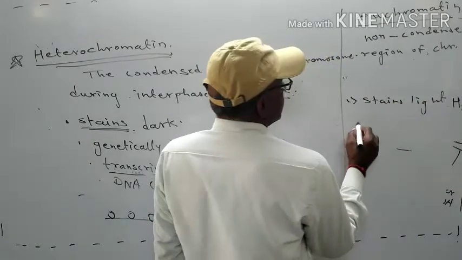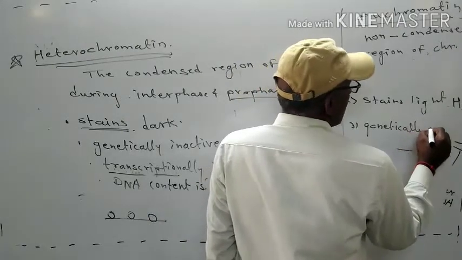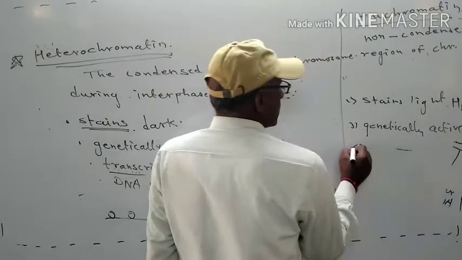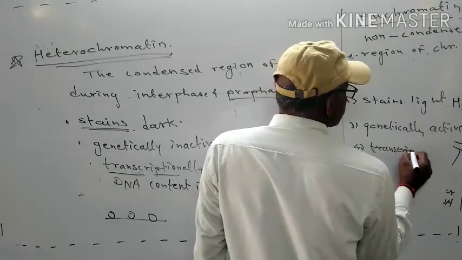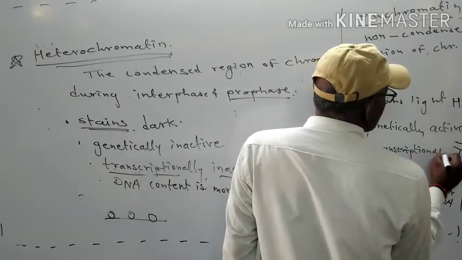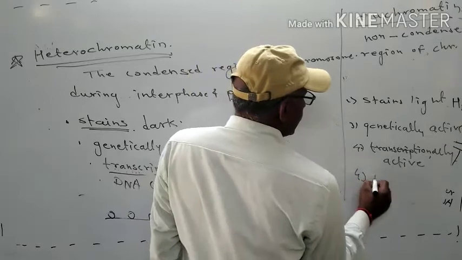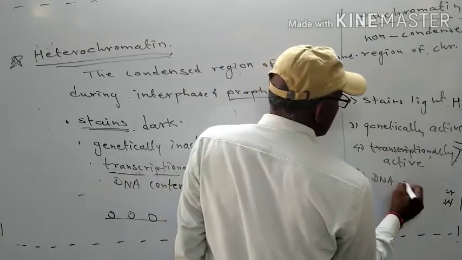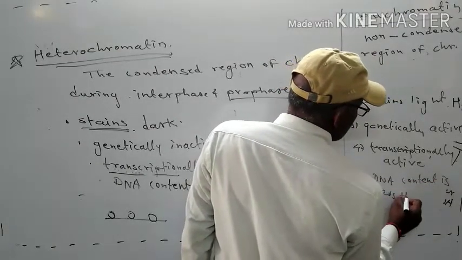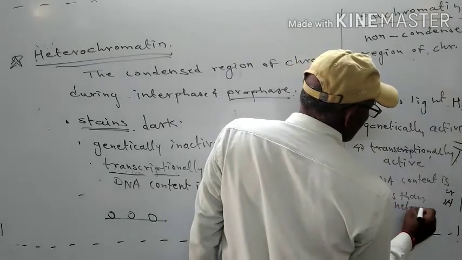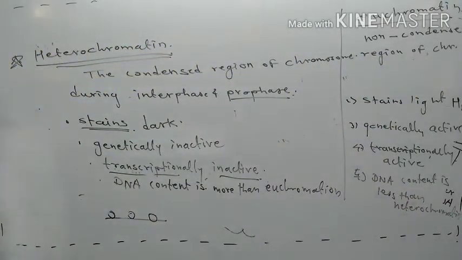If we distinguish between these two, heterochromatin is genetically inactive, while euchromatin is genetically active. Transcriptionally it is also active. DNA content is less than heterochromatin.